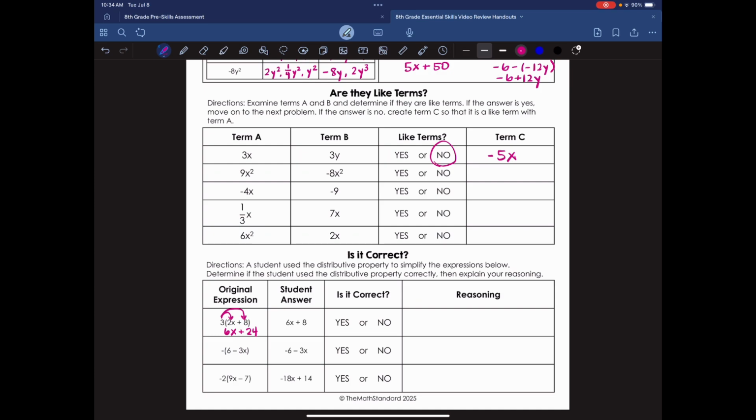And if I compare that, I can see that they're not the same. So I'm going to say this student is not correct. And the reason is that I noticed that this student only distributed to the 2x. They did not distribute to the 8, and they left that the same. So I'm going to write here, the student only distributed to the first term in the parentheses.